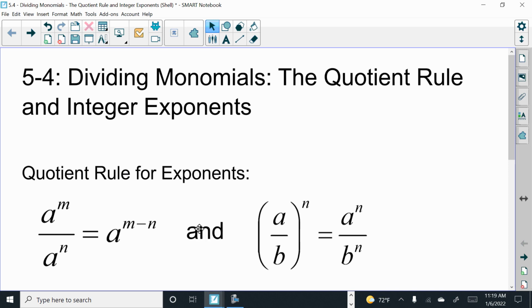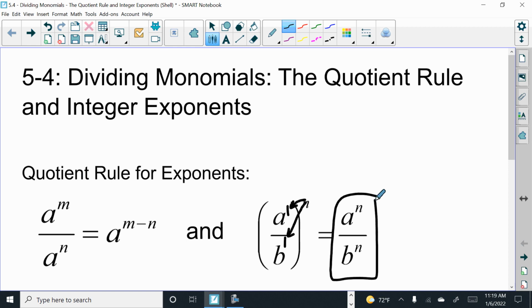Sometimes, guys, you have the a and b inside of a parenthesis already. And in this case, when you raise a power to a power, very similar to multiplication, you're going to distribute that. There's an invisible exponent of 1. You're going to distribute that exponent to everything, giving you that. That's the division rule, okay? Pretty simple.